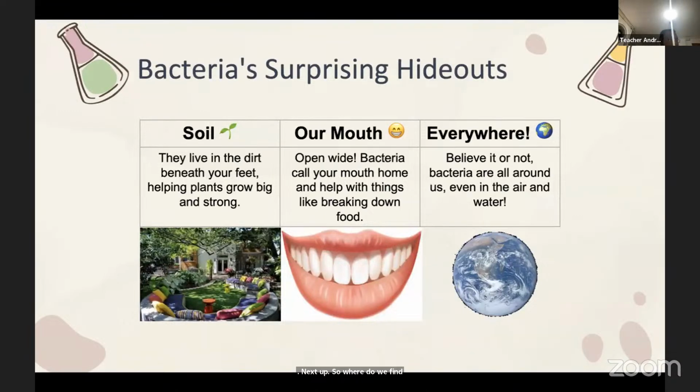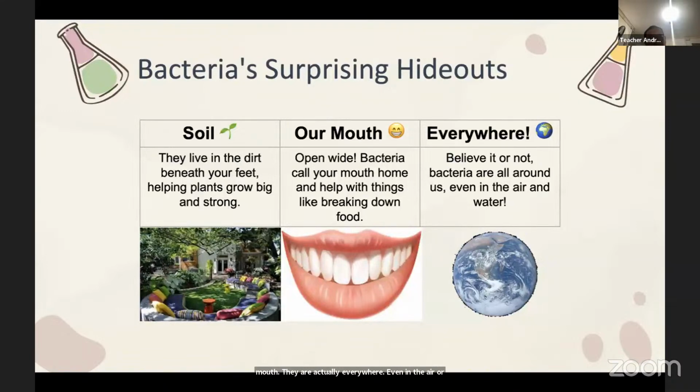Next up. So, where do we find bacteria? Well, they are also explorers of the microscopic world. You can find them in the soil, helping the plants grow and keeping the earth healthy. They also live in our mouth, and some help with the important job of breaking down food. But guess what? They are not only limited to soil and mouth. They are actually everywhere, even in the air or in water.